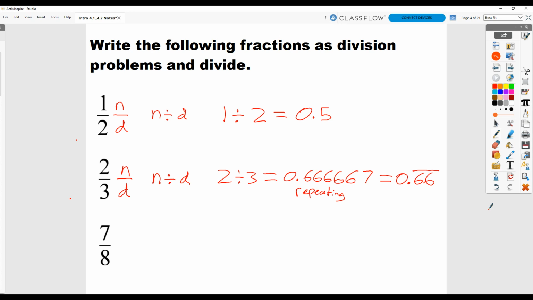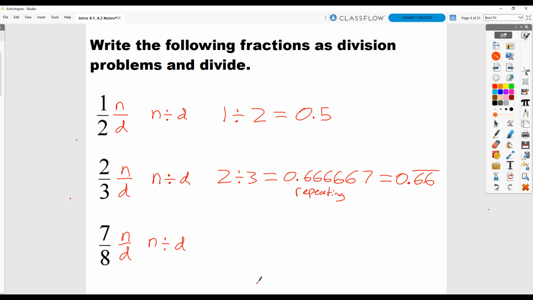Then we'll try our last one here. We've got one more to do. We'll set it up the exact same way. We have our numerator over top of our denominator, so if we're going to write it as a division problem, it's numerator divided by denominator.